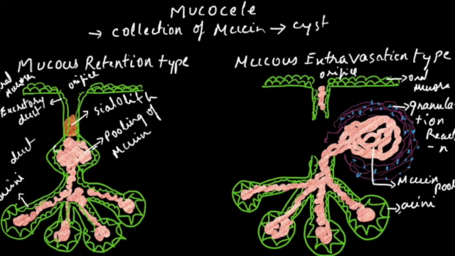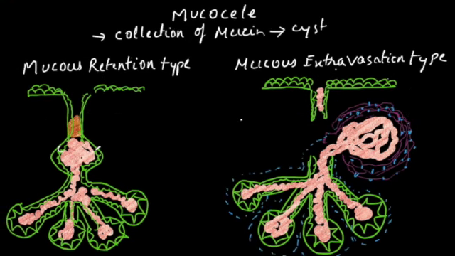So this is mucin pooling, and this is the mucocele, which is the extravasation type of mucocele. So the causes for the mucus extravasation type of cyst are basically trauma, such as lip bite or cheek bite, and it most commonly occurs on the lower lip where the trauma is very common in young children.